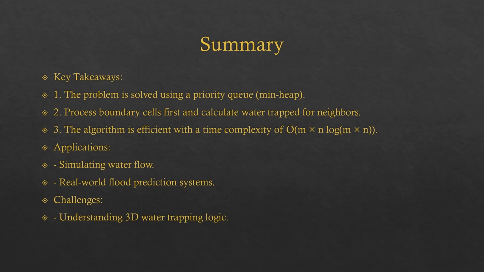To summarize, we solved the Trapping Rain Water II problem using a priority queue to process boundary cells and their neighbors in increasing order of height. This approach ensures an efficient solution with a time complexity of O(m × n log(m × n)), which makes it suitable for large grids. We also discussed real-world applications such as simulating water flow and predicting floods. The key takeaway is the importance of understanding the 3D water trapping logic and optimizing the solution using a min heap.